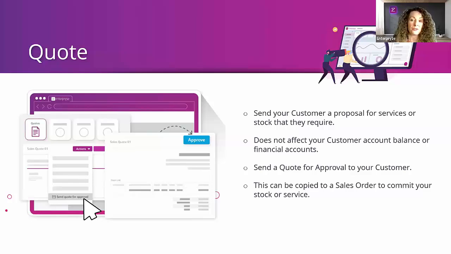I mentioned that already, and it goes actually via the customer portal, but that's very simply done directly from the quote. You can click in the actions menu and send for approval. Very easy and a key piece of functionality. This can obviously be copied to a sales order, and that's the point at which you commit the stock or service then to the system for that customer.